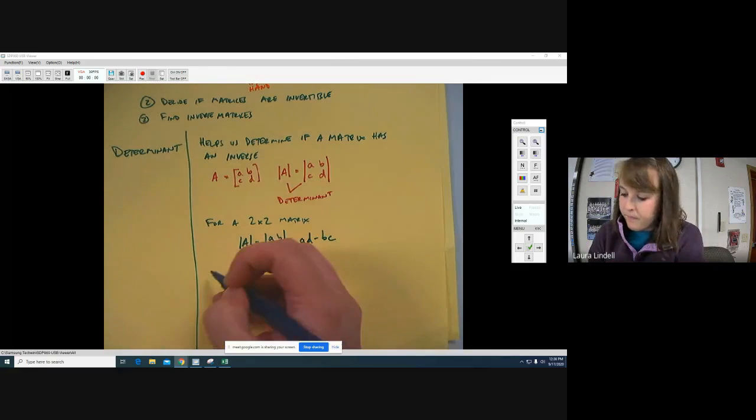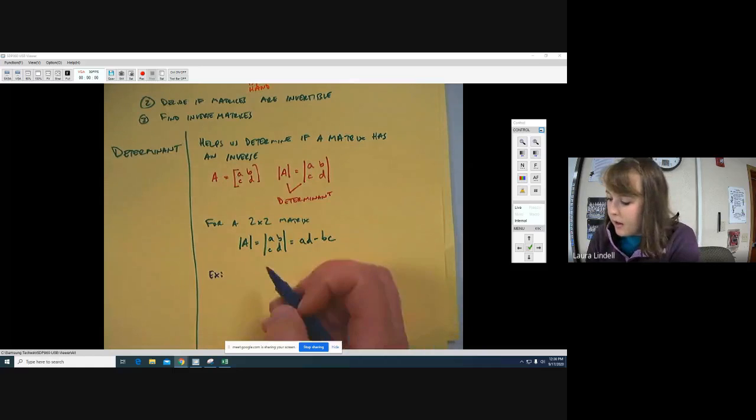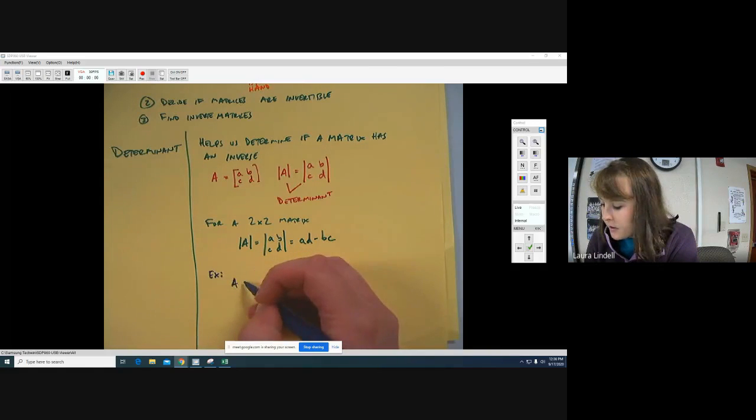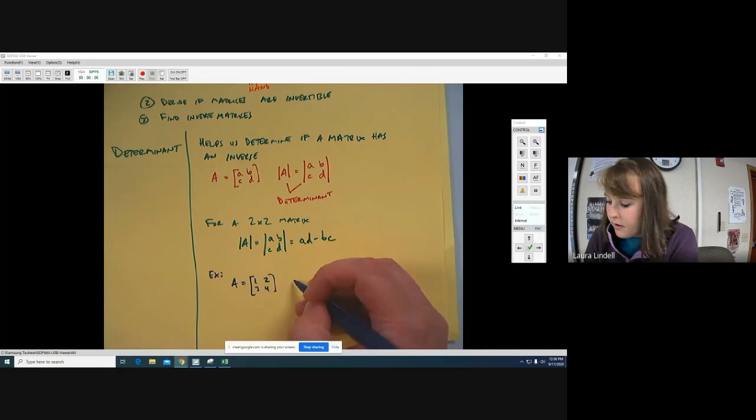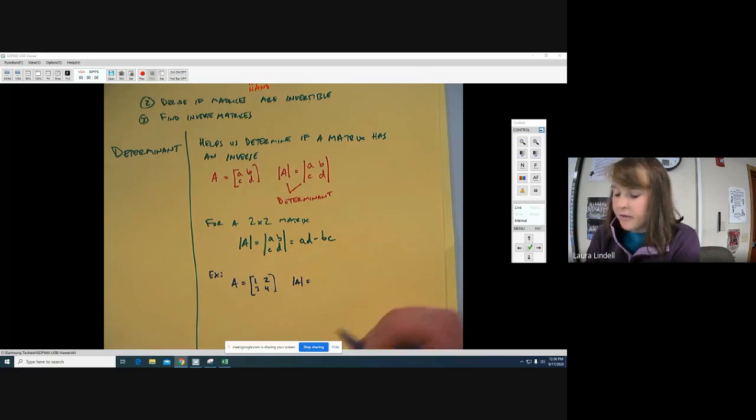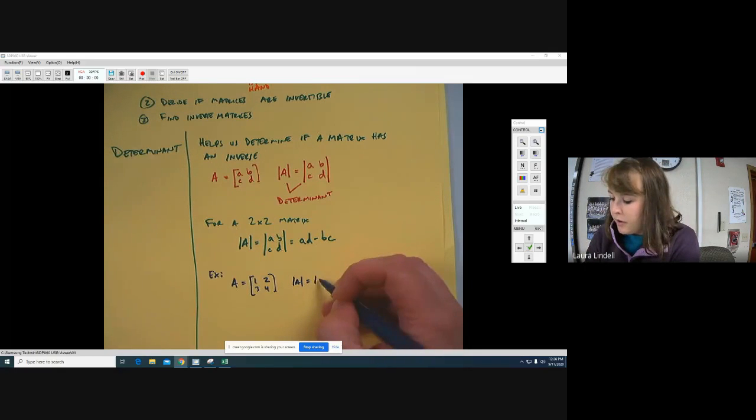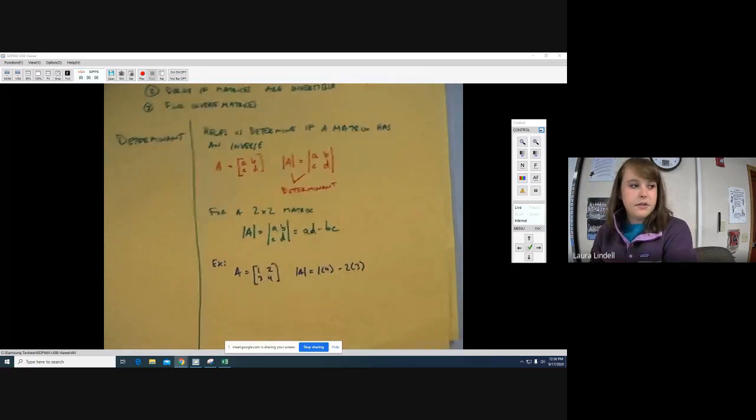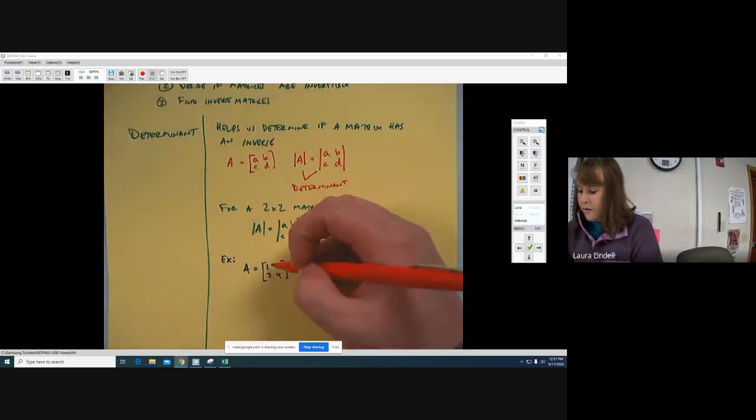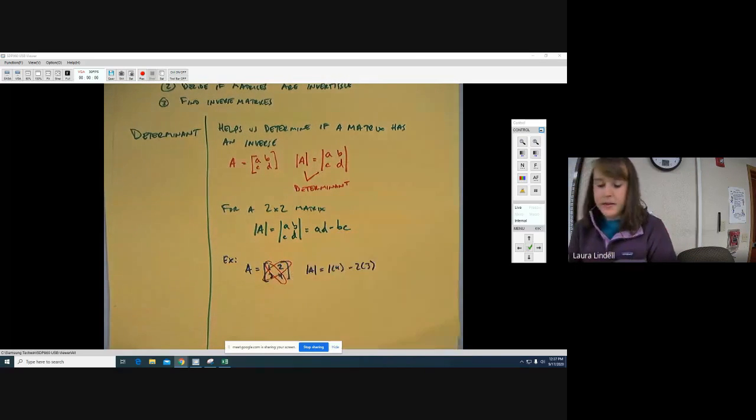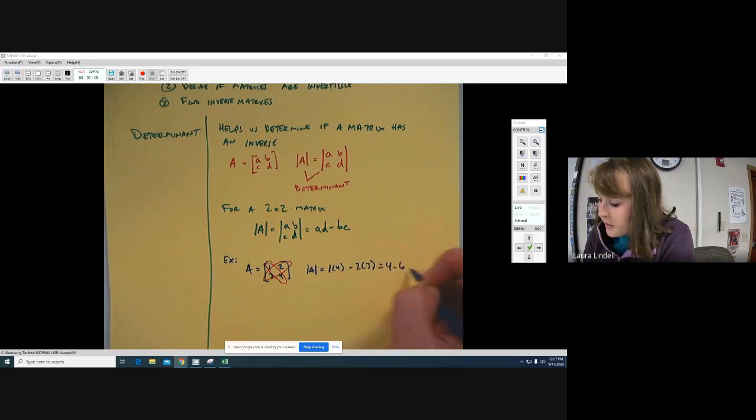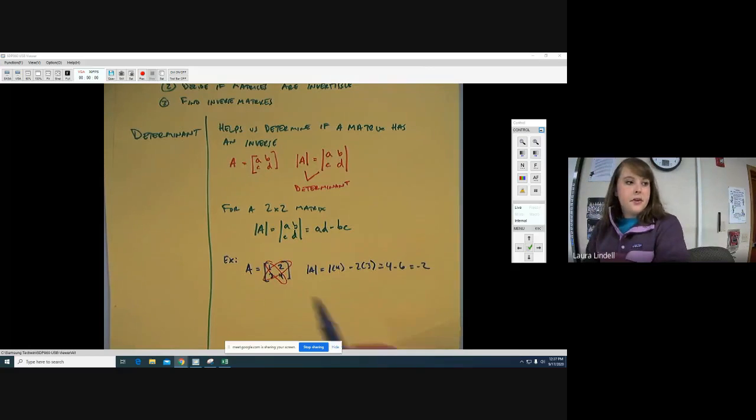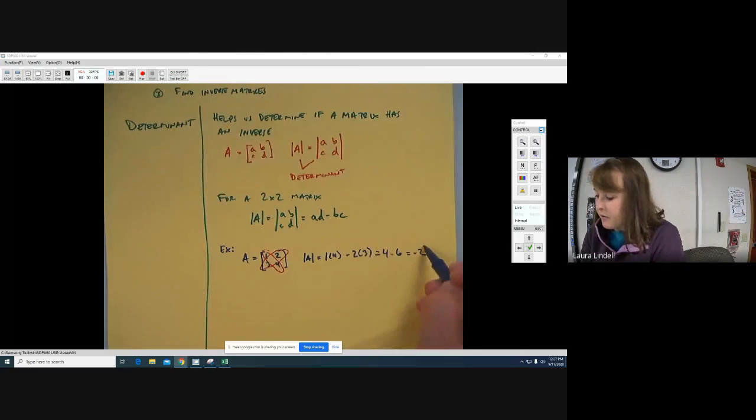So for example, if my matrix was, let's say, the matrix 1, 2, 3, 4, the determinant of that matrix would be 1 times 4 minus 2 times 3. So we just multiply on the diagonals and subtract. That would be 4 minus 6, which is -2. So the determinant of that matrix is -2.